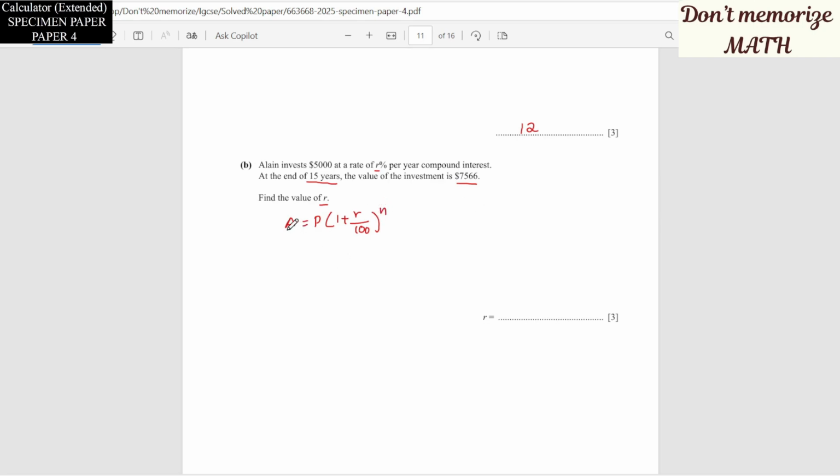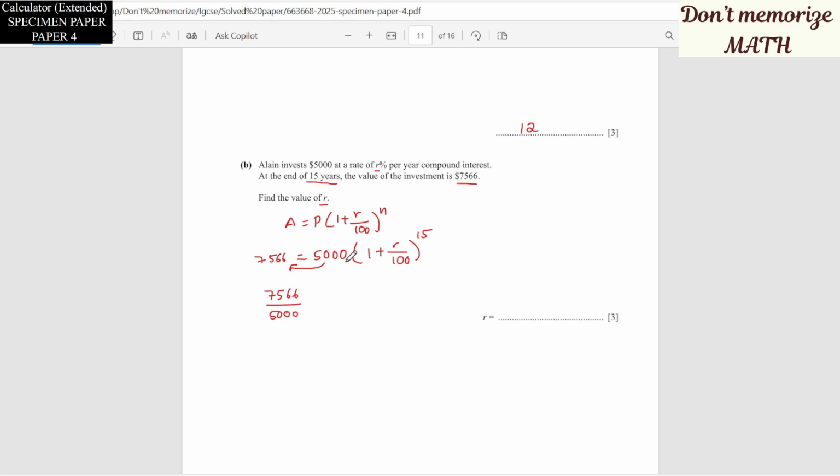Okay, so what is the final amount? Final amount is given here, 7,566, equal to principal amount 5,000, open the bracket, 1 plus R over 100, we need to find R, so just keep it like R, then raised to n, which is 15. Okay, so first move 5,000 to the left side. So the left side will become 7,566 divided by 5,000.